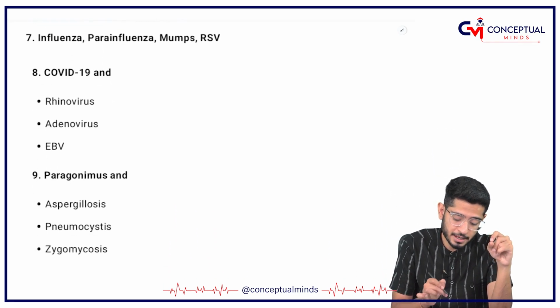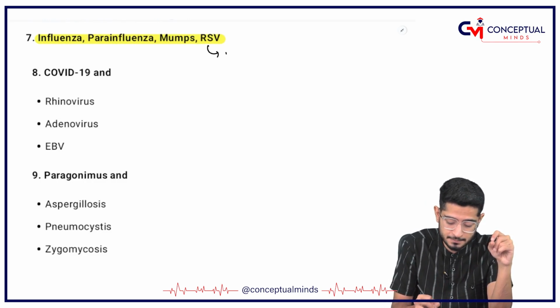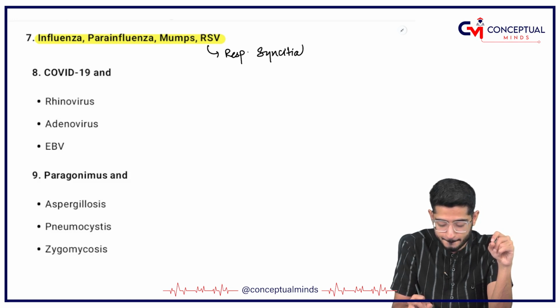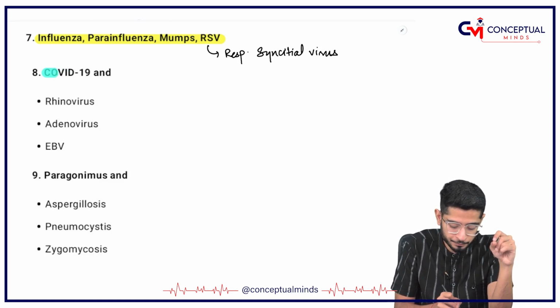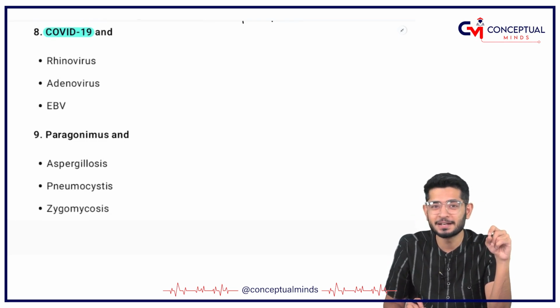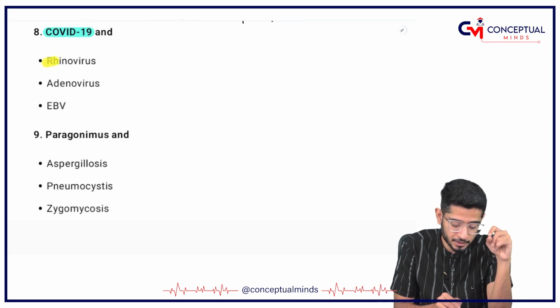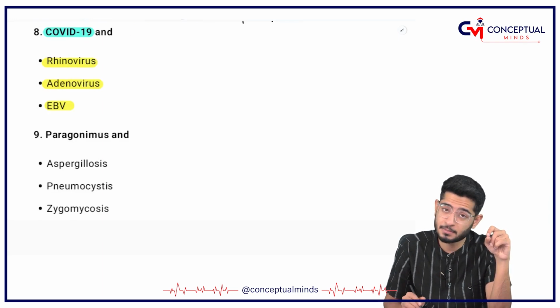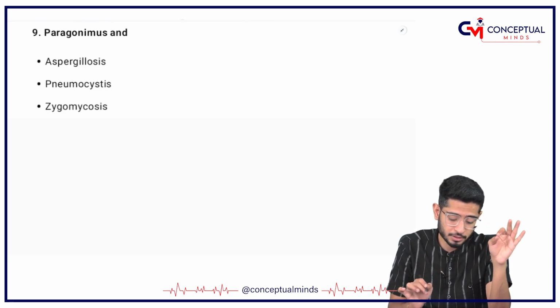Then we will come on to the viruses: influenza, parainfluenza, mumps and RSV we will discuss, okay. RSV stands for respiratory syncytial virus. Then we will discuss COVID-19, the pandemic which changed the life of many people. COVID-19 will be discussed, of course, also associated with the rhinovirus, adenovirus and Epstein-Barr virus. In the last video, we will discuss the fungus and parasites altogether.